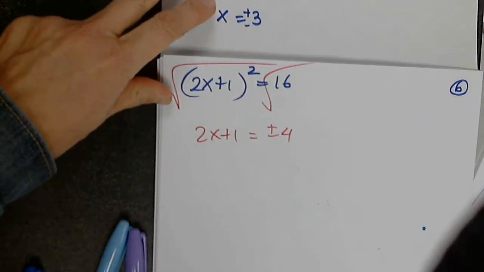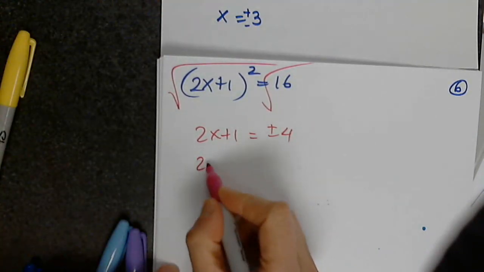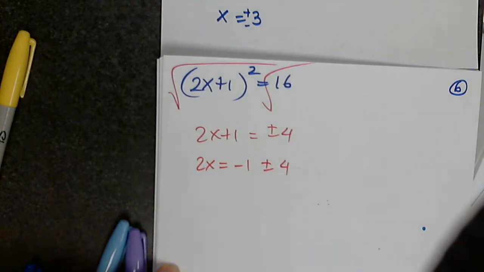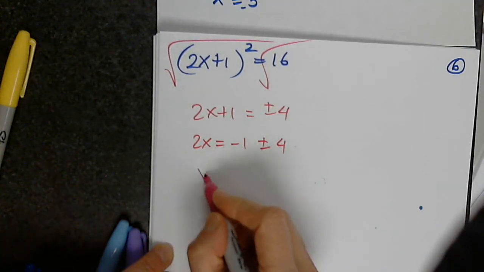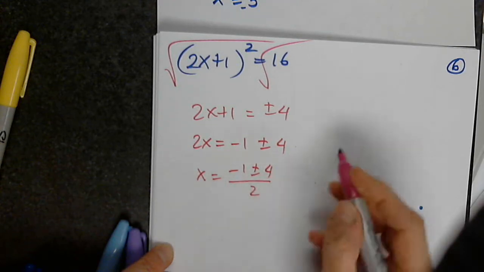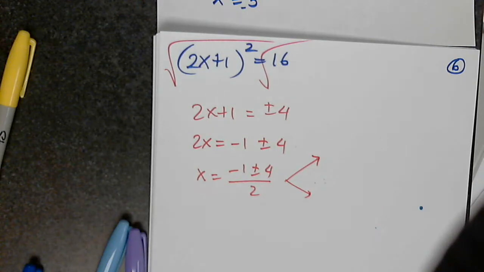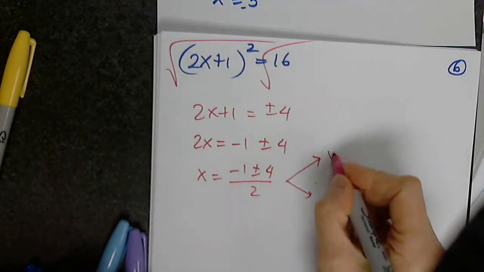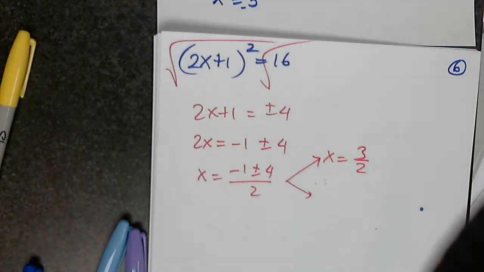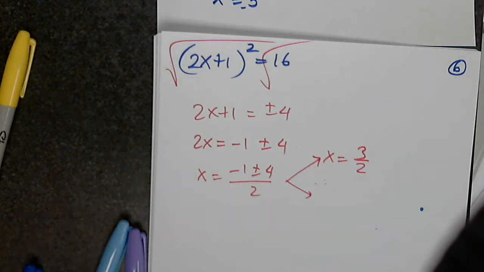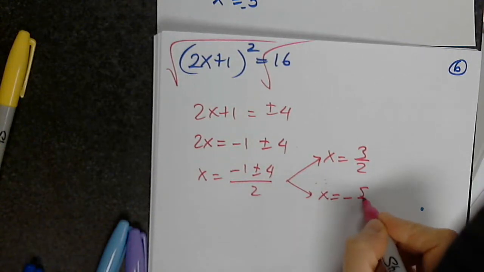Good. So I will have to subtract 1 and divide by 2. I have to separate the 2 solutions. When the top is negative 1 plus 4, the answer is 3, so x equals 3 halves. When the top is negative 1 minus 4, careful, yes, negative 5 halves.